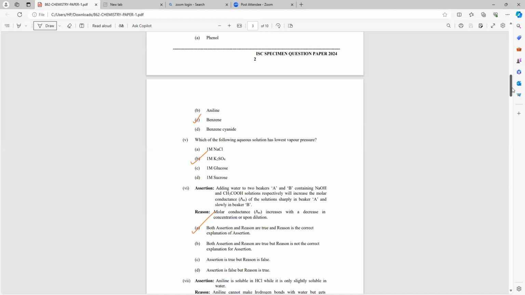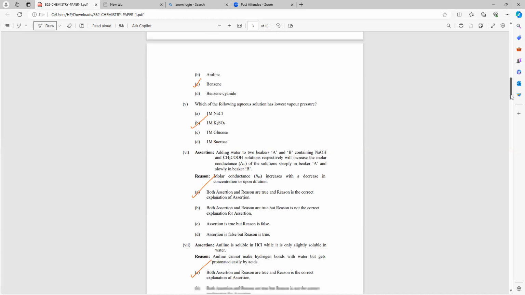Assertion says, adding water to two beakers A and B containing NaOH and acetic acid solution respectively will increase the molar conductance of the solution sharply in beaker A and slowly in beaker B. They have given the reason as molar conductance increases with decrease in concentration or upon dilution. So both assertion and reason are true, and the reason is the correct explanation of the assertion. That is, option A is the correct answer.